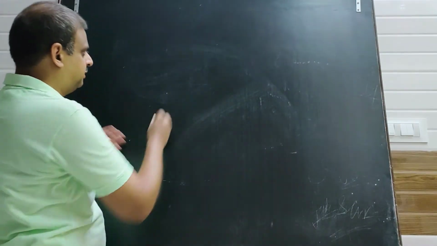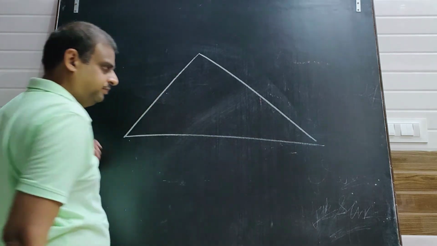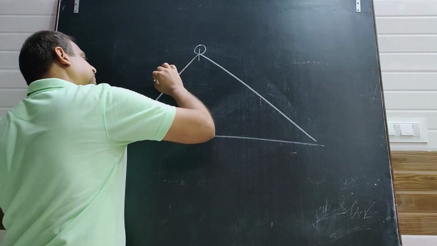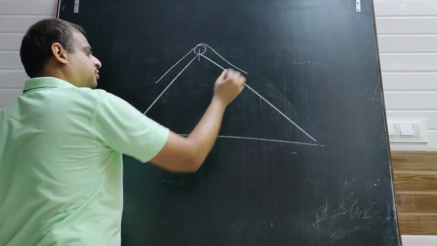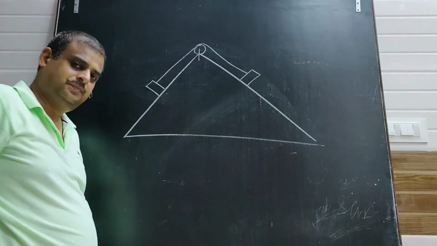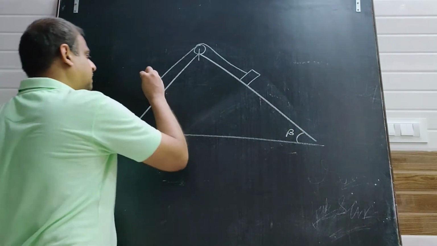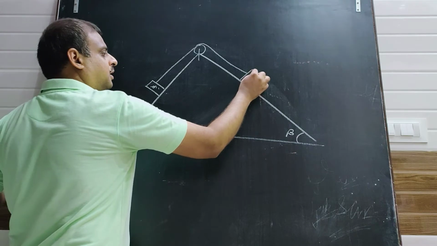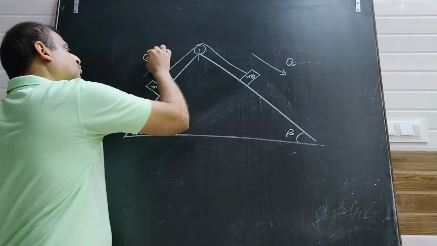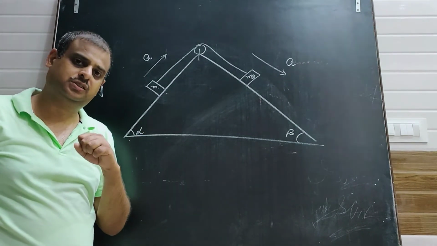Consider a structure like this, a pulley at this point, string, attach two masses. This is angle alpha, angle beta, mass m1, mass m2. Consider it is moving downward, so definitely it will move in upward direction because they are in connected motion.